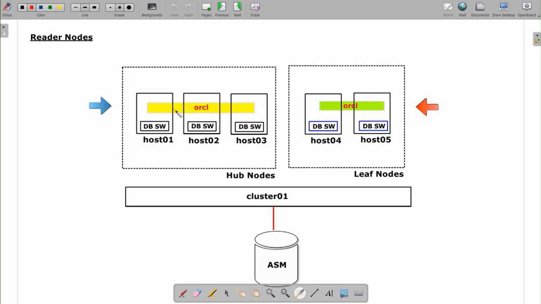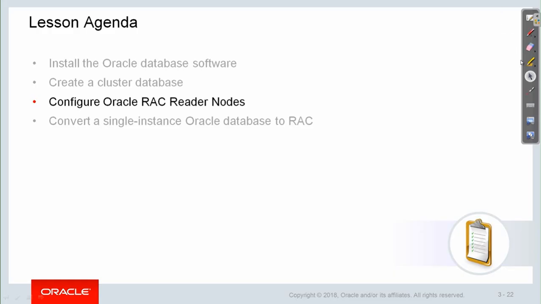So you can actually focus on OLTP transactions in the hub node. You can also offload IO-intensive operations and memory-intensive operations to the leaf node instances. So this is new support. So we're going to get into this area.